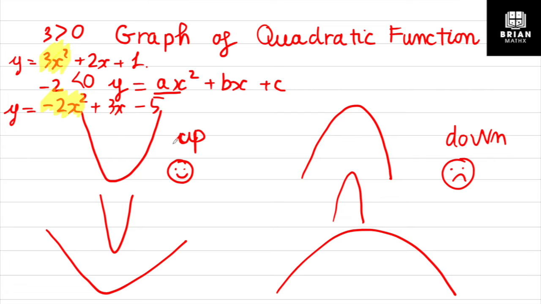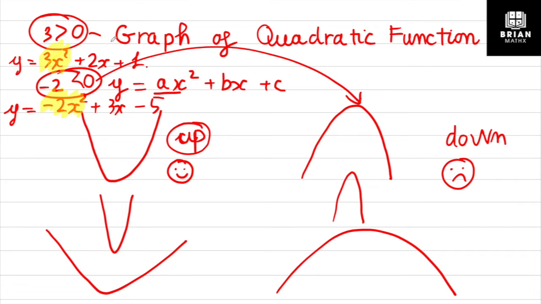So the form of the quadratic function will be up if the coefficient of x squared is positive, and when the coefficient of x squared is negative, it will be down like this, or up like this. Okay, so how can you draw the quadratic function?